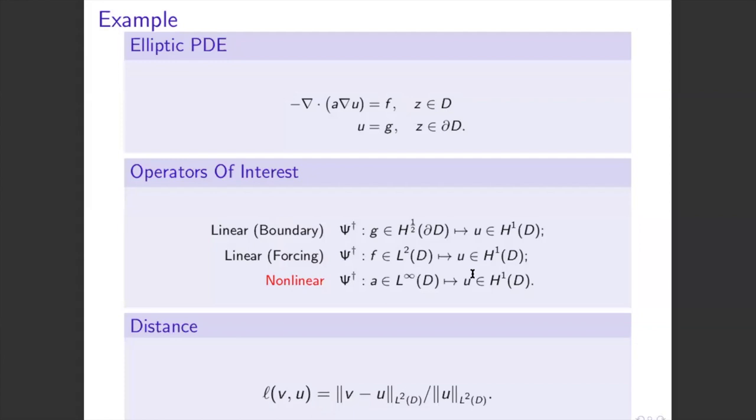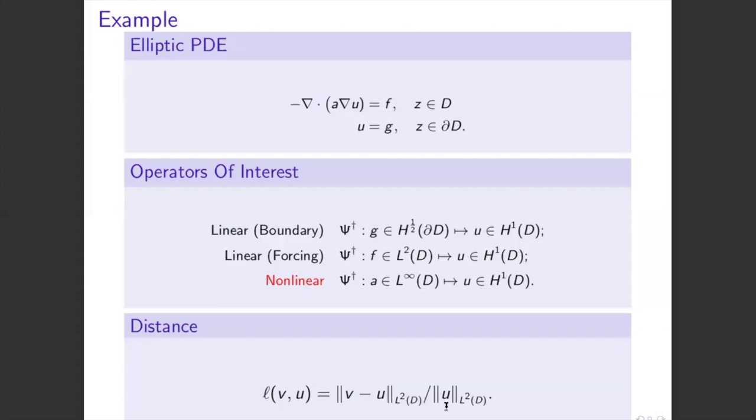L infinity, of course, is not a separable Banach space, but I will work with probability measures that are supported on separable Banach spaces in L infinity. There are other mappings that might be of interest, the mapping from the boundary data G to the solution, or the mapping from the forcing F to the solution. I might return to them later. And as I promised, I'm going to be explicit about the distance. So the distance measure here is the relative L2 error on the domain D where this partial differential equation is posed.